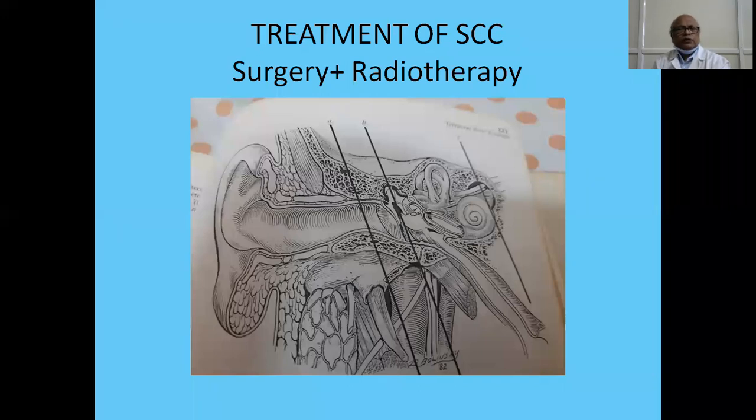That means the entire temporal bone except the petrous part. We excise very carefully, and then we subject these individuals to radiotherapy. Radiotherapy alone will not treat this condition.